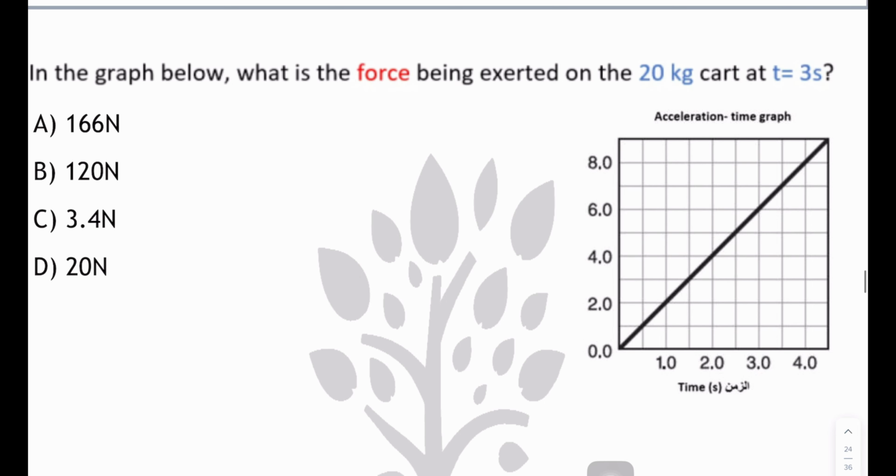Next question. In the graph below, what is the force? You see, from question number 1, now we are on page 18. Every time it's force, force, force, force. So you have to be very conscious about the force.